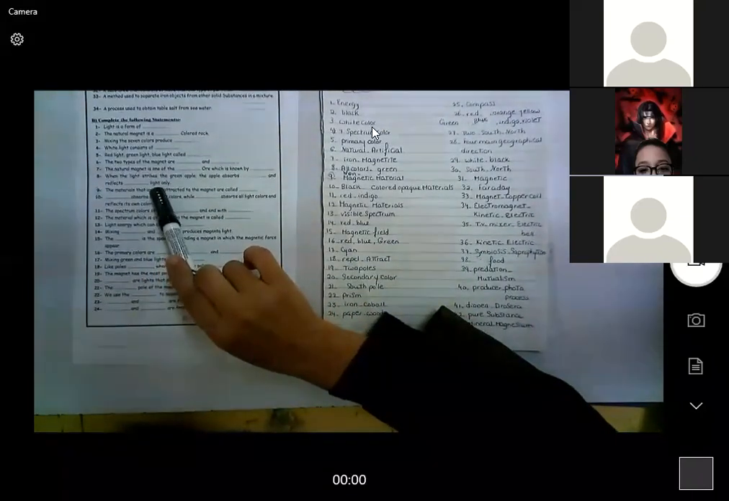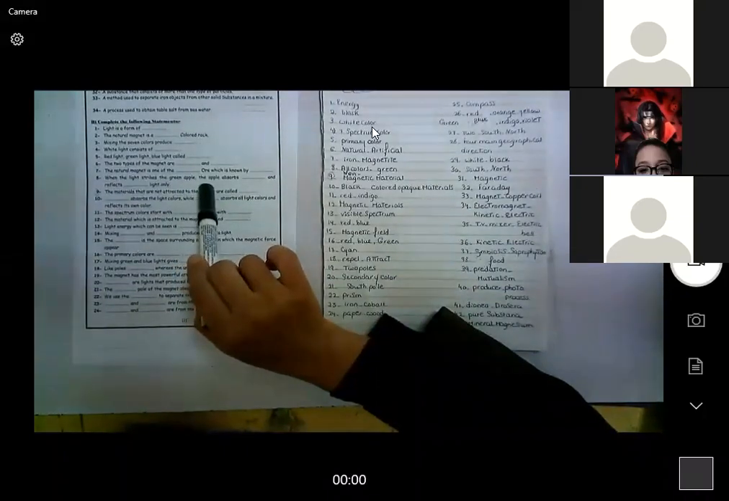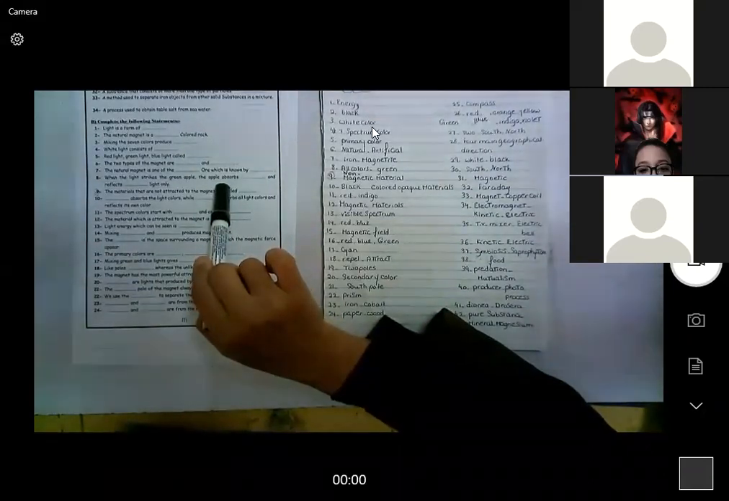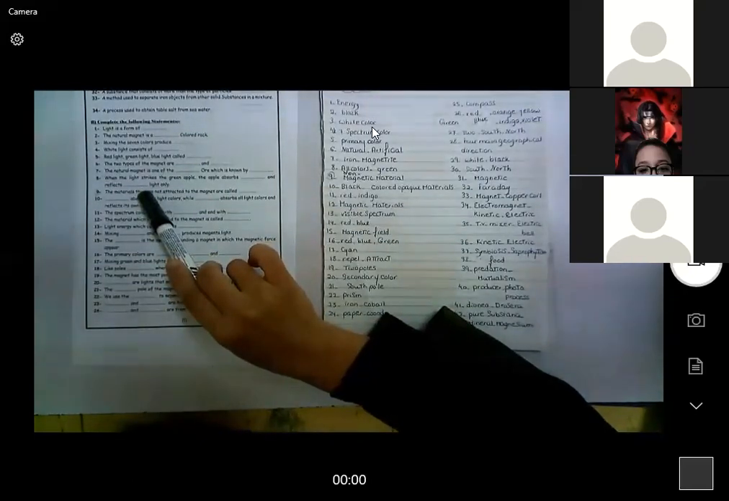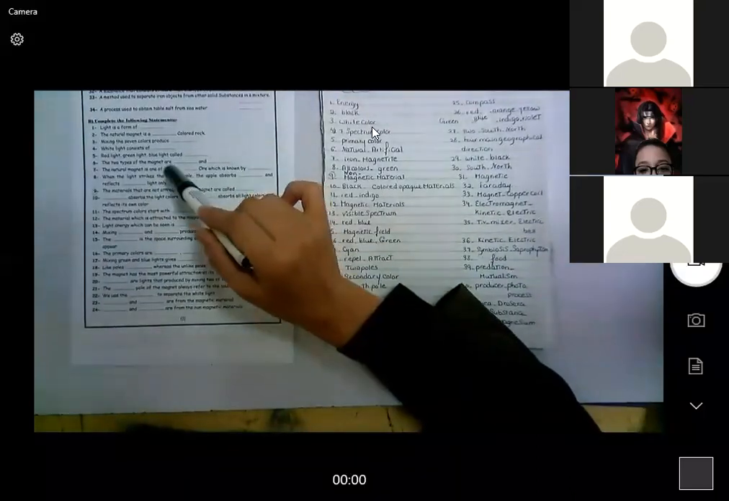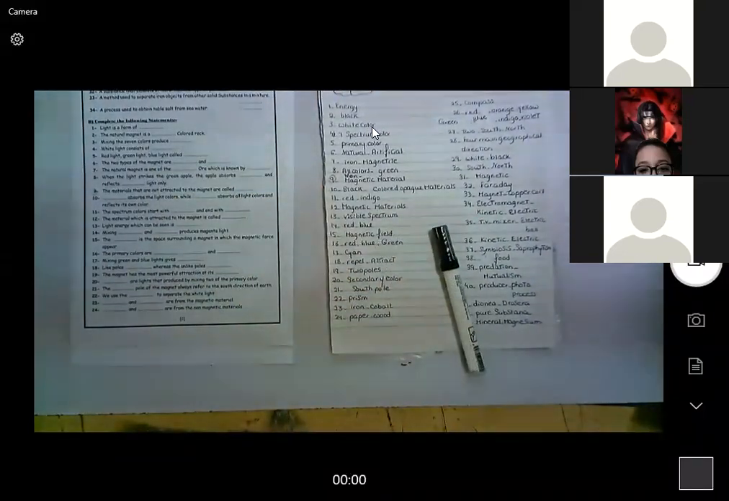When the light strikes the green apple, what happens to the apple? Absorb, yes, all colors. Absorb, excellent, all the colors, and reflect the green color, because the apple's color is green. So it absorbs all the colors and reflects what? Green color. Excellent.